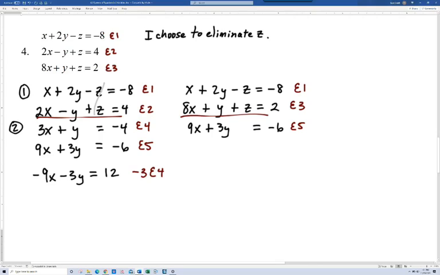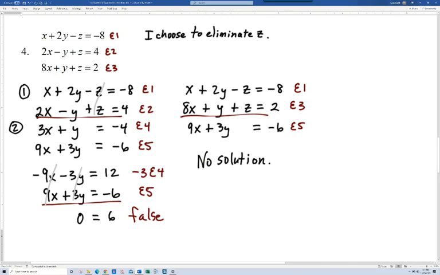And then let's just rewrite equation 5. And so when we add these together, we do eliminate x. And minus 3y and 3y, oh, we eliminate y too. So we're going to have 0 on the left. And on the right, 12 minus 6 is 6. So we get 0 equals 6. Well, that's false. And so we know that when we get a false statement, that means there's no solution.